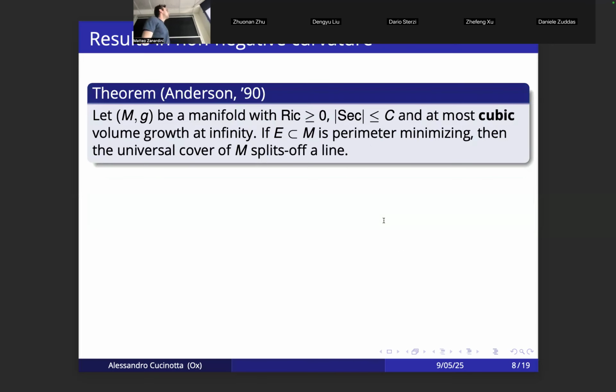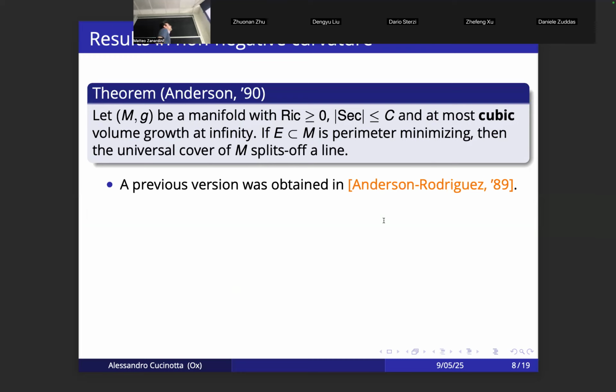No, perfect. Okay, so let's have a look at previous literature in the setting of Riemannian manifolds. An important result that we will also consider later, so I highlighted it, is by Anderson in the 90s. This is an old result, which says that if we have a manifold with non-negative Ricci curvature, sectional curvature bounded from above and from below, so this is a very strong assumption, and at most cubic volume growth at infinity, so the volume of the ball of radius r is at most r to the power 3 for r very large. Under these assumptions, if there exists a perimeter minimizing set in the manifold, then the universal cover of the manifold splits off a line.